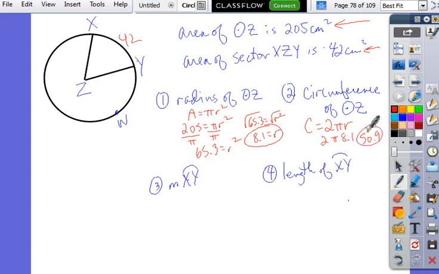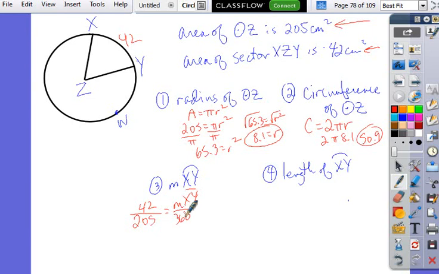All right. Now the next one says find measure. If it says anything other than area of a sector, how do we set it up? The degree over 360. And then what's the other side? Small area over big area. What's the small area in this one? 42. So I'm going to do 42 for the small area over what for the big area? 205. Equals the measure of XY, which is what I'm looking for, over 360.